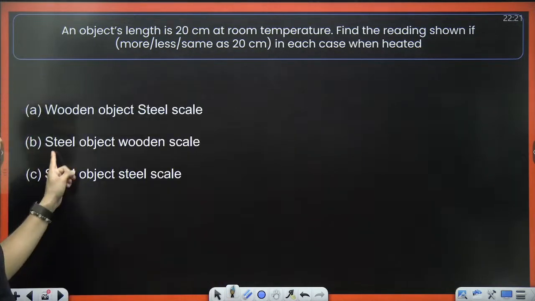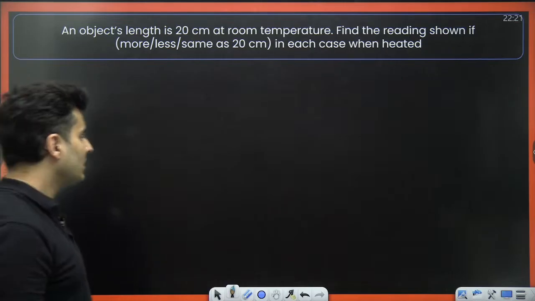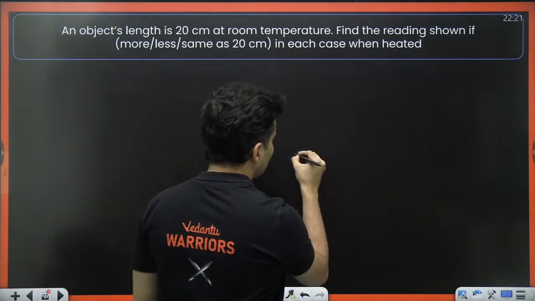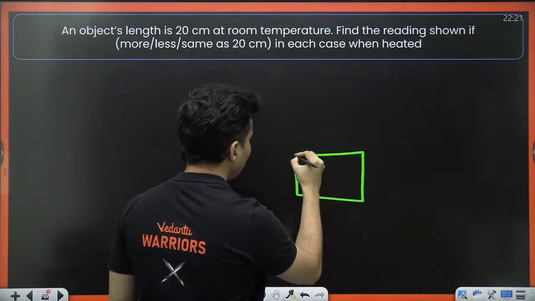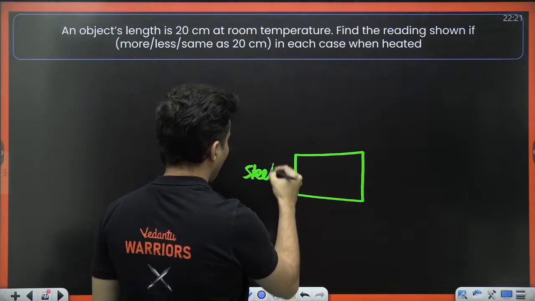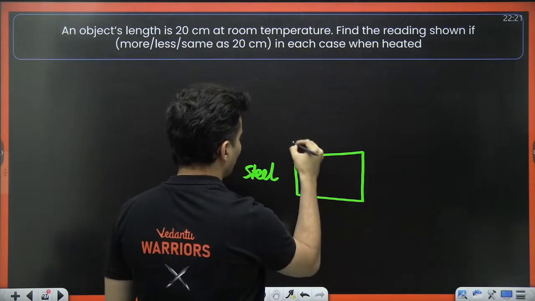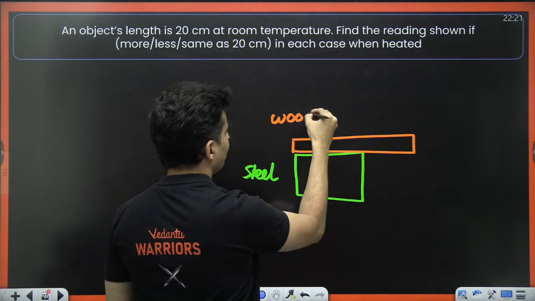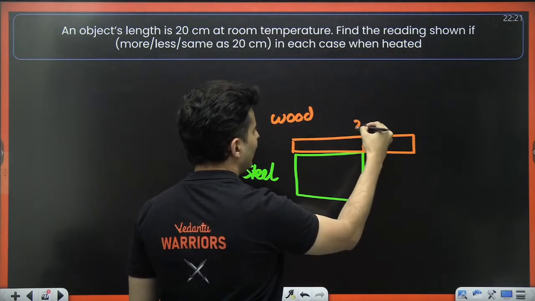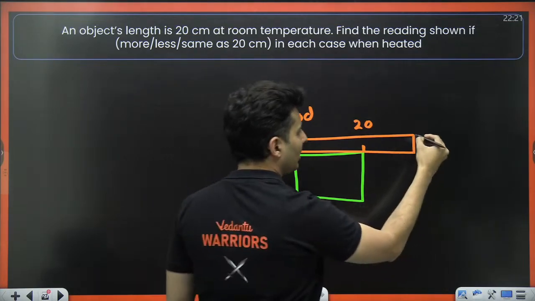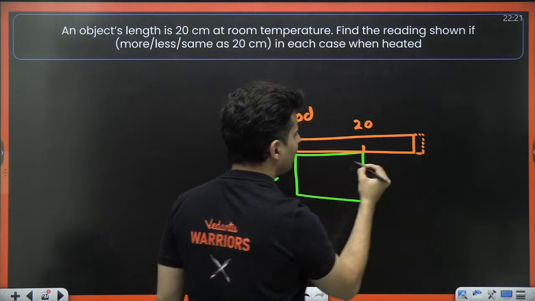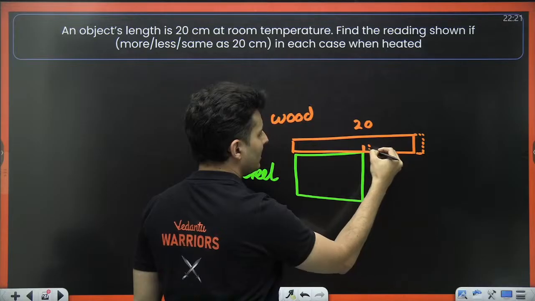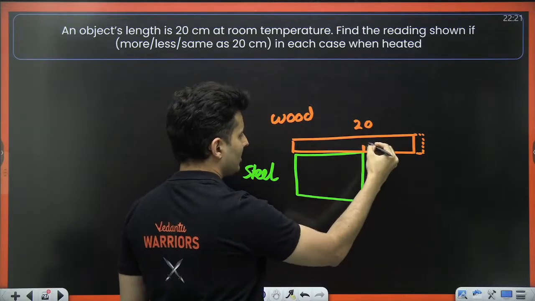Now let's take the second case, steel object, wooden scale. This is made of steel. And we have a wooden scale. The wooden scale shows 20 over here. When you heat it, the wood might hardly expand anything. This 20 might just reach over here.